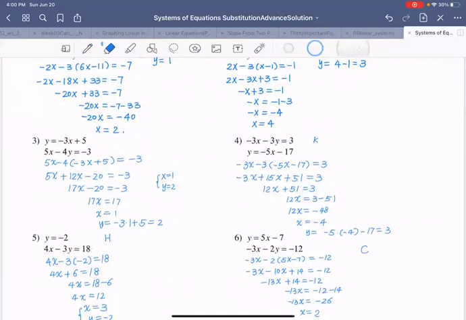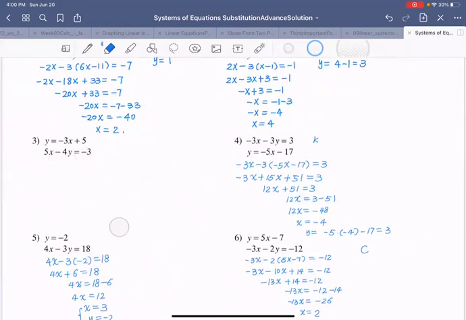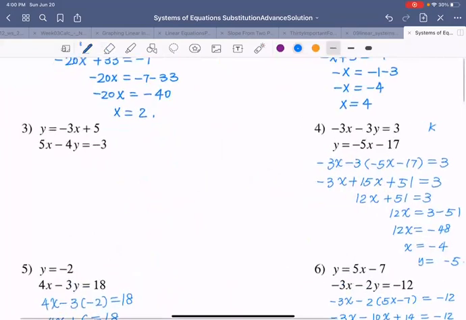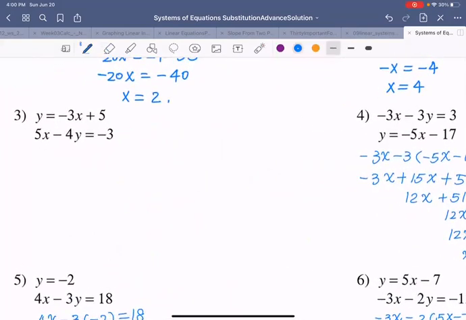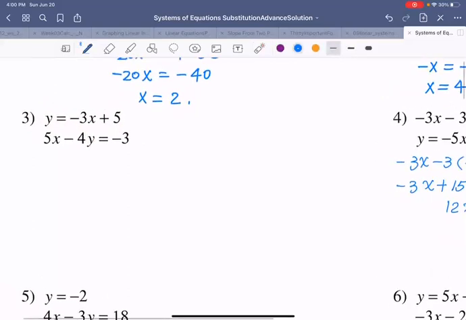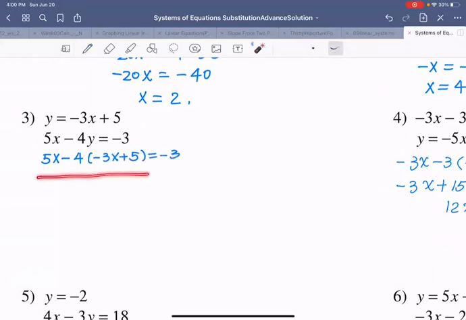Next one. Shangli, let's do number 3. You have y equals this. We are going to get rid of this and use this to replace, okay? So 5x minus 4 times this, yes? Okay, go ahead, next step.